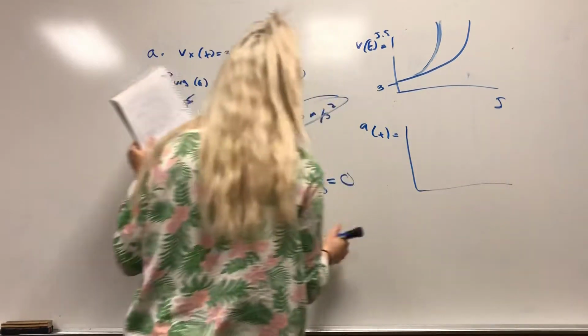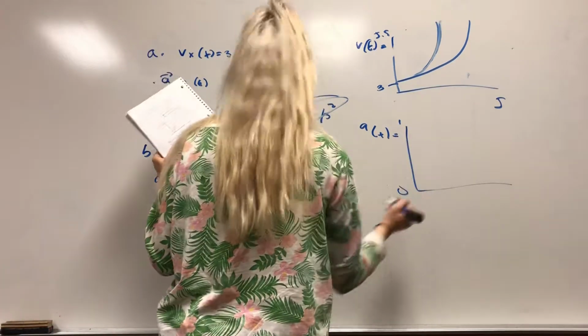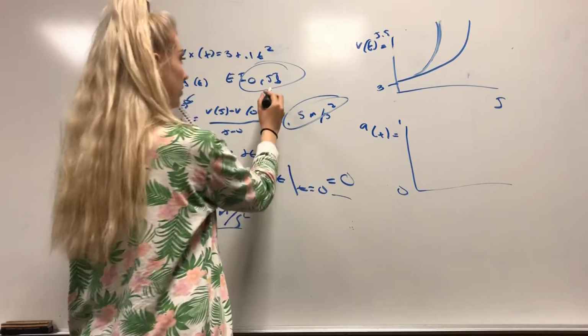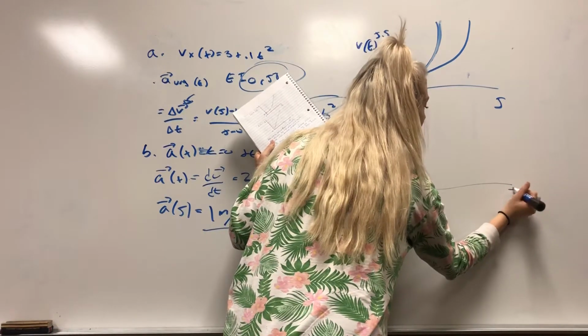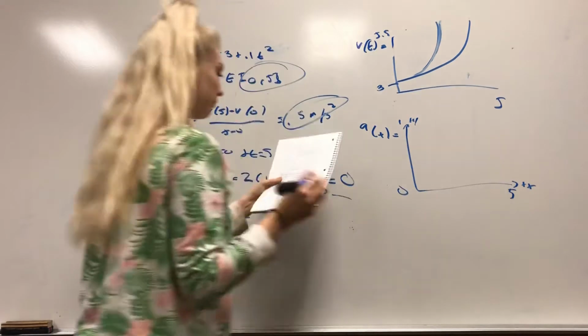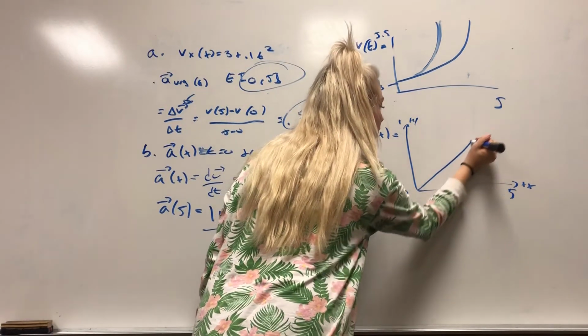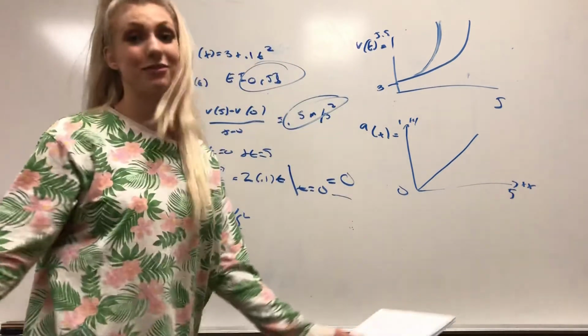we know that it goes from 0 to 1. And then from our time interval, 0 to 5 on the x-axis. And this is a linear equation starting from 0. And that's it for 2.17.